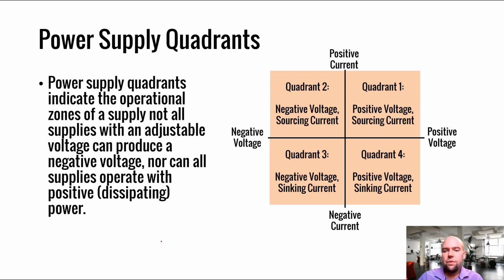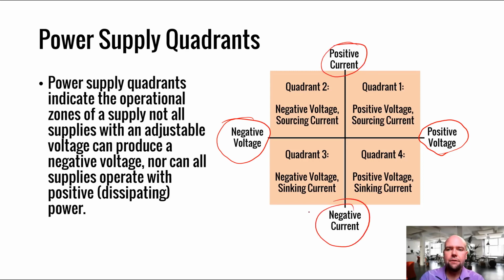And so when we talk about supplies, there's a common terminology used called quadrant references. Quadrant references are ways of quickly describing in what operating ranges the supply can work. So on this, we have the positive voltage side of this quadrant. We have the negative voltage side. This would be the x-axis here. And then we have positive current and negative current making up the y-axis here.